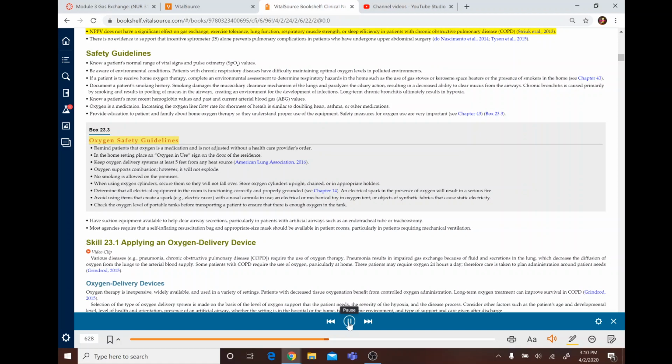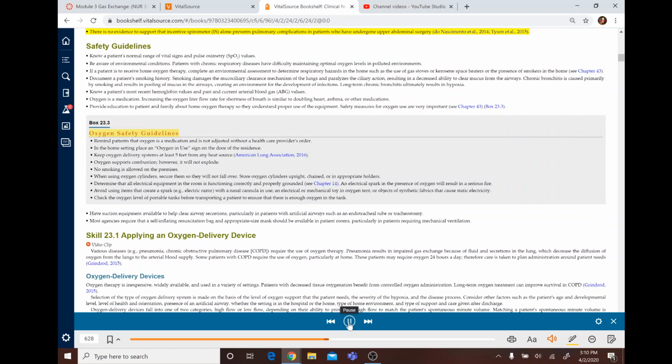NPPV does not have a significant effect on gas exchange, exercise tolerance, lung function, respiratory muscle strength, or sleep efficiency in patients with chronic obstructive pulmonary disease, COPD, Chai, 2013. There is no evidence to support that incentive spirometer, IS, alone prevents pulmonary complications in patients who have undergone upper abdominal surgery, do Nascimento et al., 2014, Tyson et al., 2015.